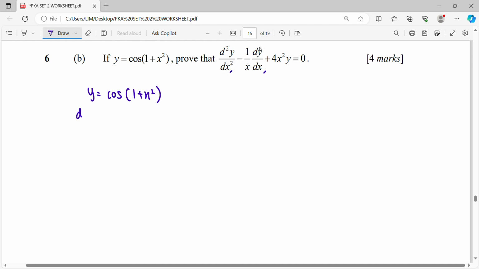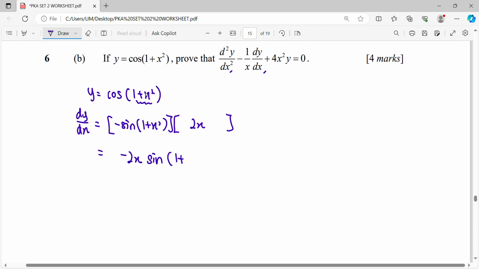So for the first derivative, differentiate with respect to x. Differentiate cos. We have two steps here, which is differentiate trigo. Differentiate cos, we will get negative sine. And another step, differentiate its angle. Differentiate its angle: differentiate 1, 0; differentiate x squared, we get 2x. So we will have negative 2x times sine (1 plus x squared).